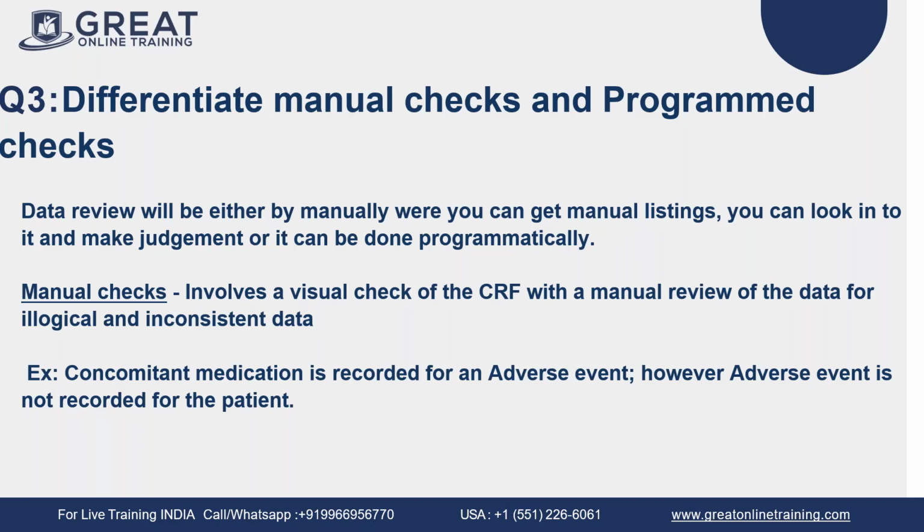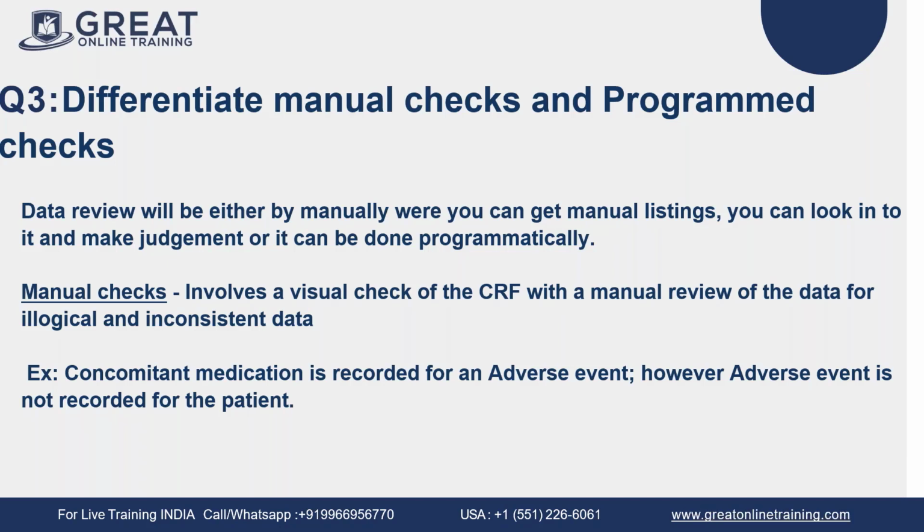So manual checks involve visual check of the CRF with a manual review of the data for illogical data, inconsistent data. That means manually we check the data and identify the illogical and inconsistent data. Here is a good example.